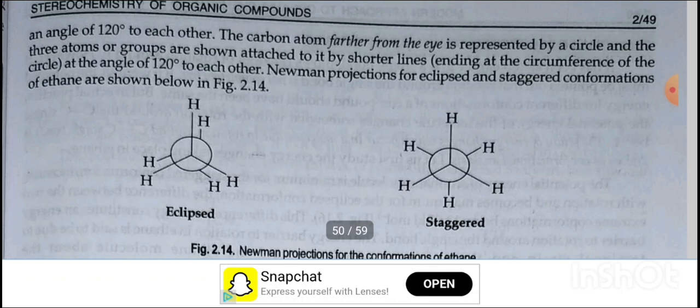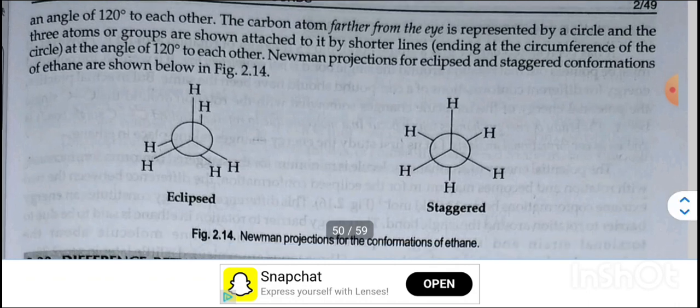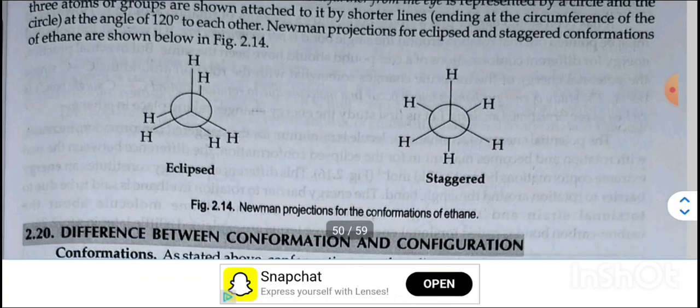The carbon atom farther from the eye is represented by a circle, and the three atoms or groups are shown attached by shorter lines at an angle of 120 degrees to each other. Newman projections for eclipsed and staggered conformations of ethane are shown below.